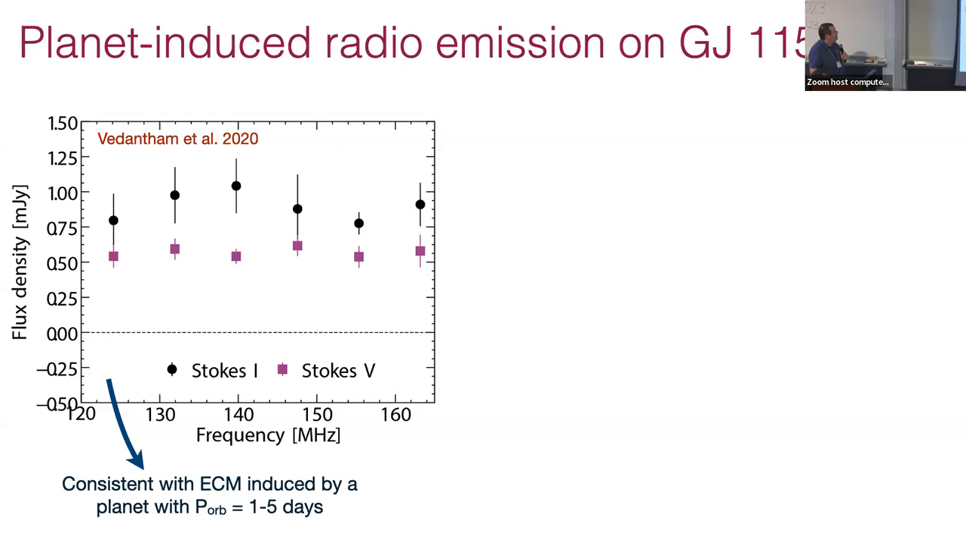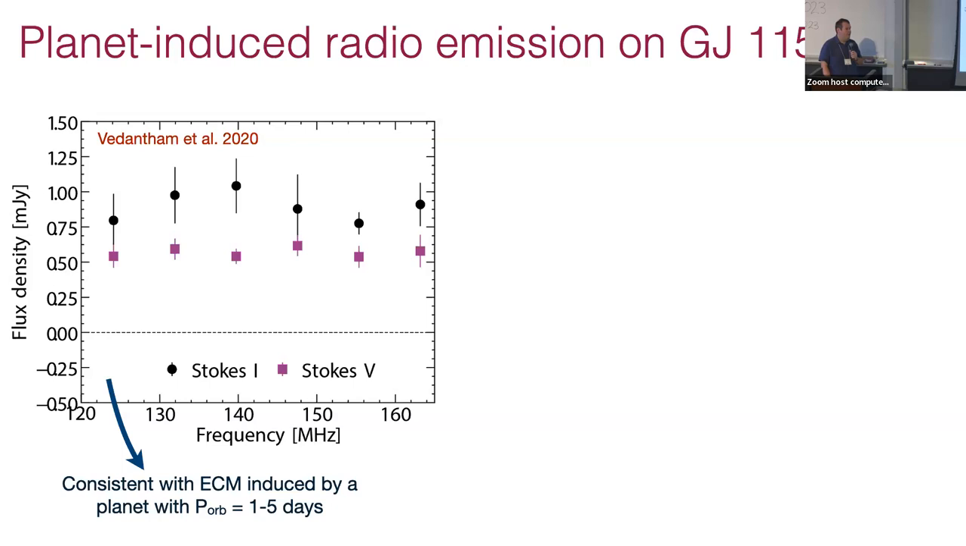One final result before I wrap up. Star-planet interactions can help us find exoplanets. This is radio emission from Vedantham et al. 2020, of GJ 1151, where they saw enhanced emission at about 120 to 160 megahertz. And they posited very bravely in that paper that one of the scenarios that could cause this is the presence of a planet in a 1 to 5 day orbit.